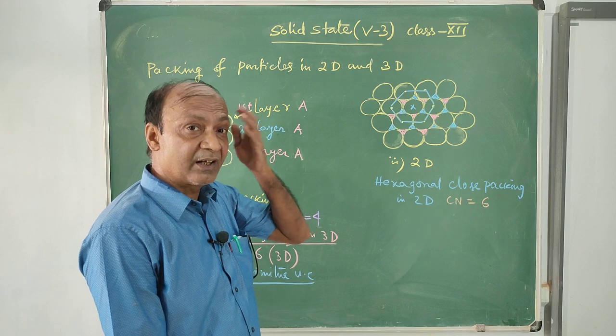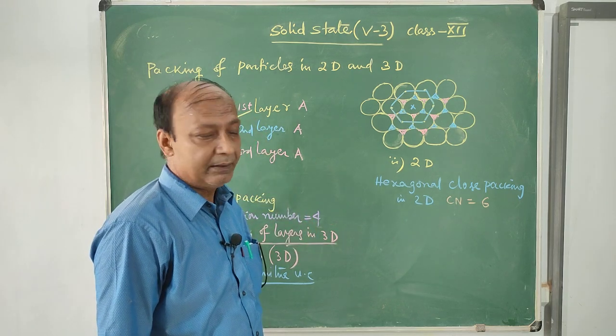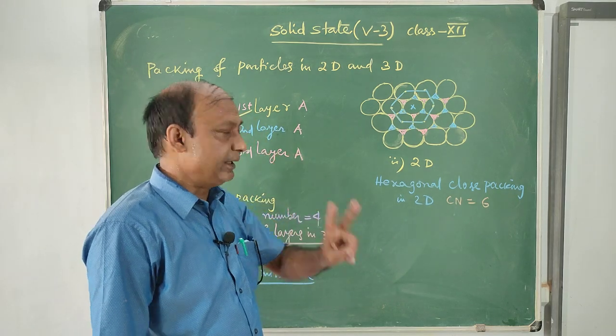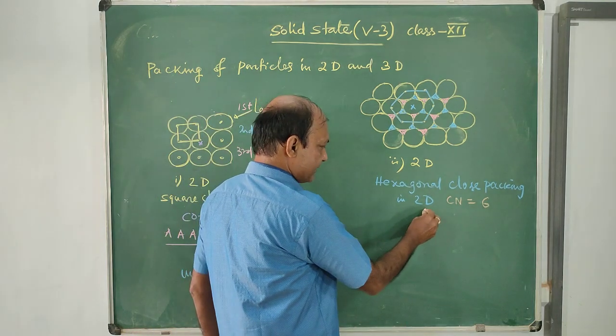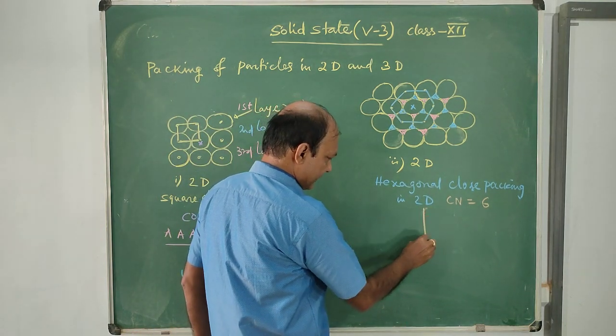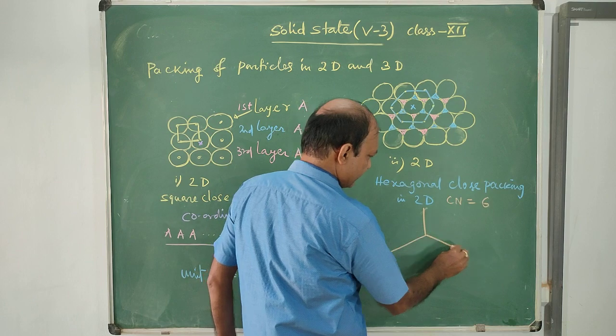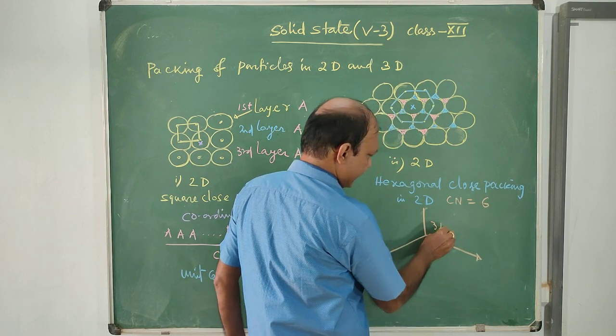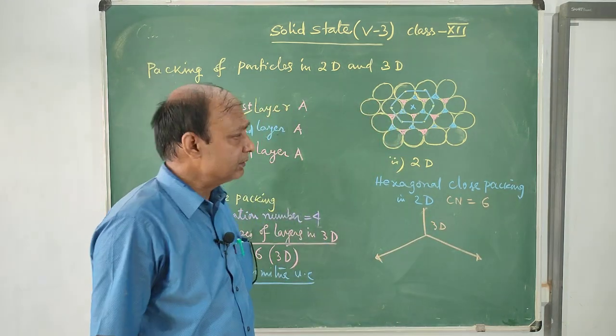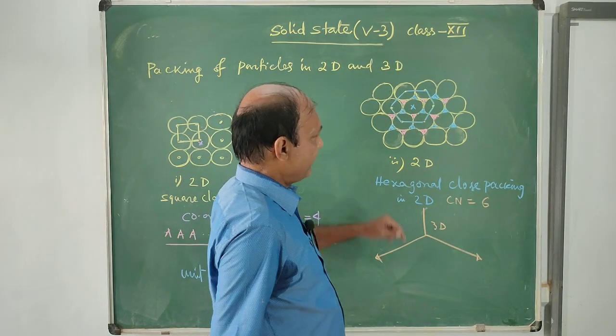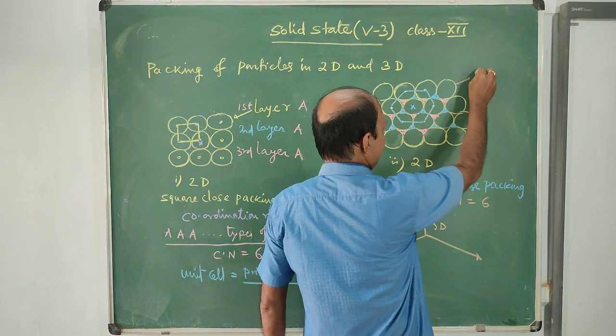Now, when you construct 3-dimensional figure, then there will be 2 possibilities. From 2 dimension, if you go to 3 dimension, there will be 2 possibilities. See it here in 3 dimension. How? Because if you construct the second layers, suppose it is first layer.